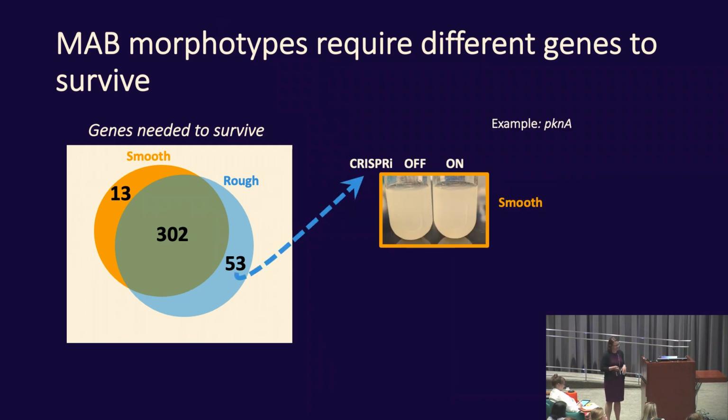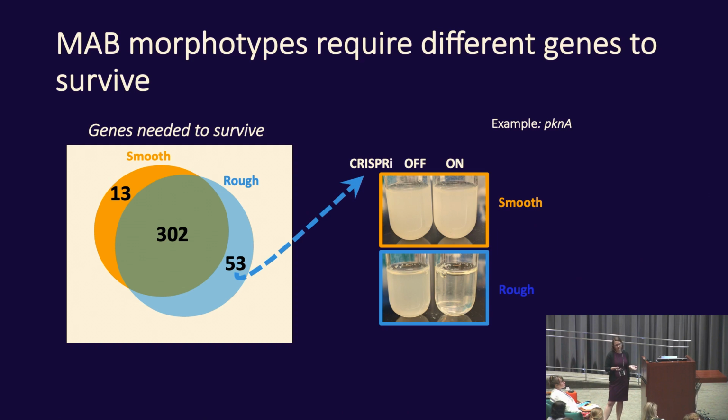And so to confirm these studies, I took a single gene from the rough bacterium, and this is just an example of one of them I tested, and I did CRISPR interference. And so when you turn CRISPR on, transcription turns off. In the smooth bacterium, this gene is not important for physiology. When I turn it on in the rough bacteria, it grows a little bit, but then it stops and dies.